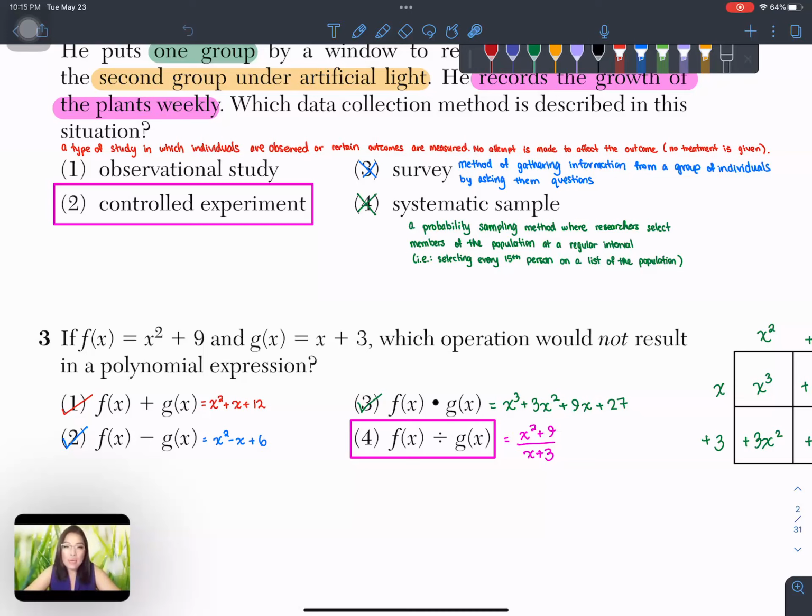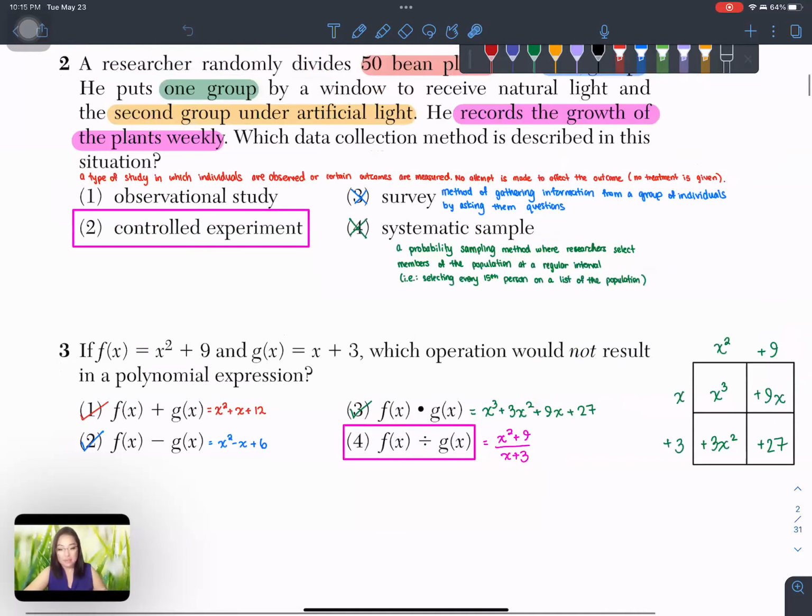The second one, x squared plus 9 divided by x plus 3. I bet a lot of you thought this simplifies to x minus 3, and it doesn't, because x squared plus 9 is not factorable. It's actually a prime polynomial. You know this because the parabola is shifted 9 units up, so it doesn't factor into anything.